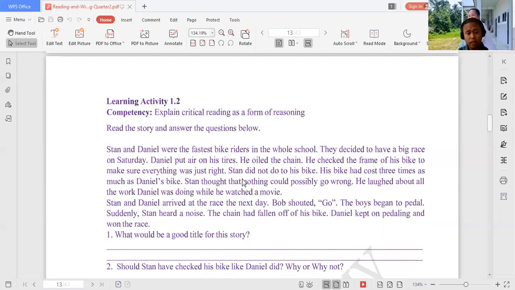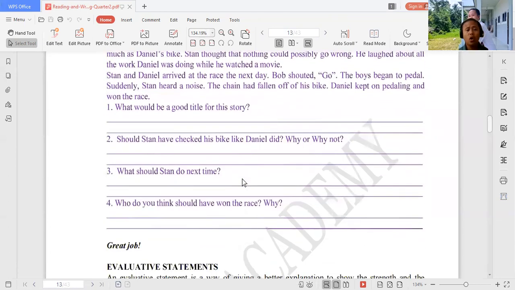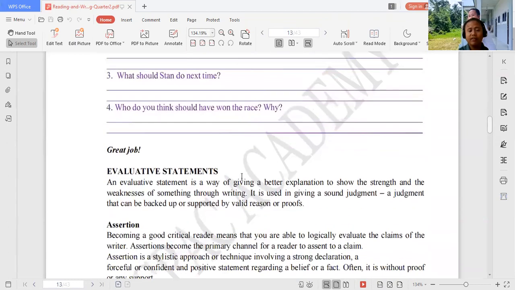Now, question number 1. What would be a good title for this story? I know you have a good title. Number 2, should Stan have checked his bike like Daniel did? Why or why not? Number 3, what would Stan do next time? And number 4, who do you think should have won the race and why? So great job. You are now down to a certain level.